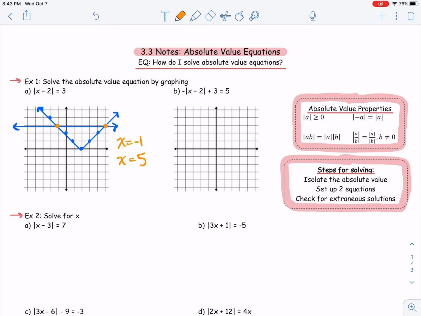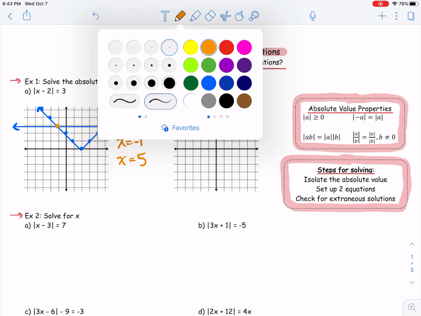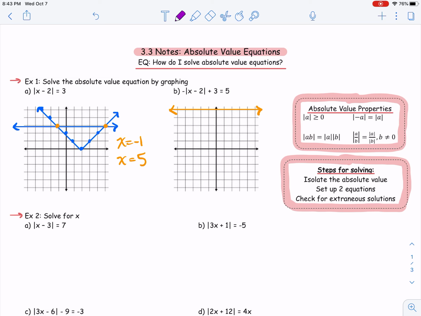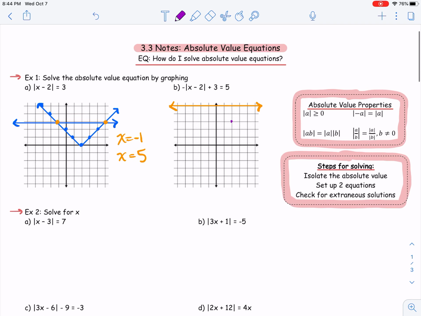Okay, so if we look at the second one again, we see the negative absolute value of x minus 2 plus 3 is equal to 5. Solving by graphing, I'm going to graph both sides. So graphing y equals 5 is a horizontal line going through that value of 5. And then that absolute value has been reflected over the x-axis. It's a vertical reflection. It's been shifted to the right 2 and up 3. So our new vertex is (2, 3). And I am reflecting down, so I'm opening downward. No vertical stretches or compressions or horizontal stretches or compressions, but it has been flipped.